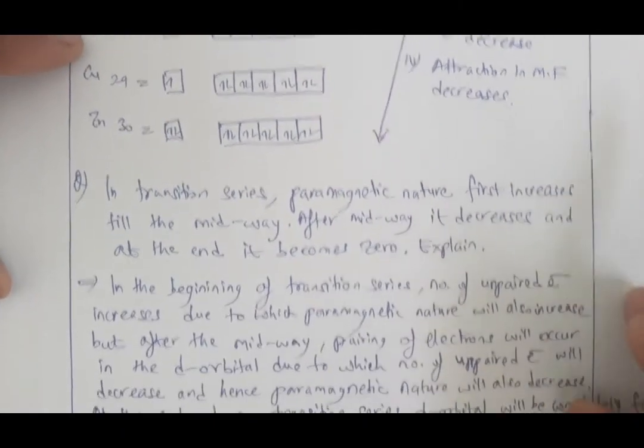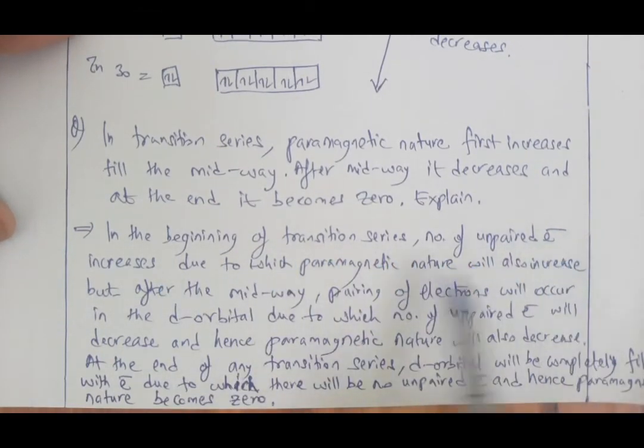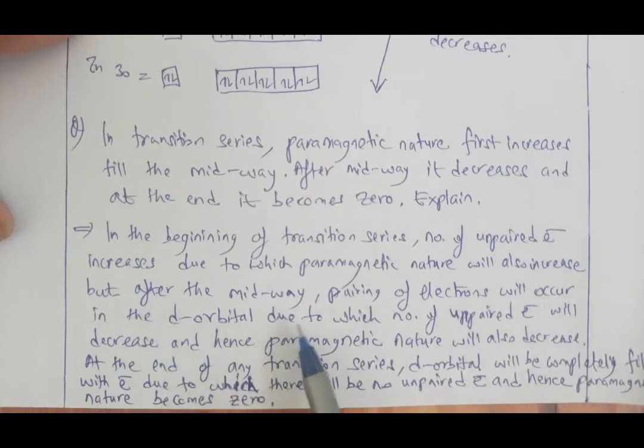And the answer is here, students, for this. In the beginning of the transition series, the number of unpaired electrons increases, as I have explained just now, due to which paramagnetic nature will also increase. But after the midway, means from manganese onwards, pairing of electrons will start occurring in the d orbital, due to which the number of unpaired electrons will decrease, and hence paramagnetic nature will also decrease.